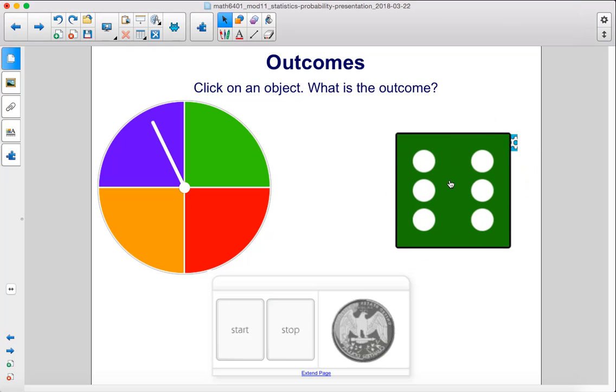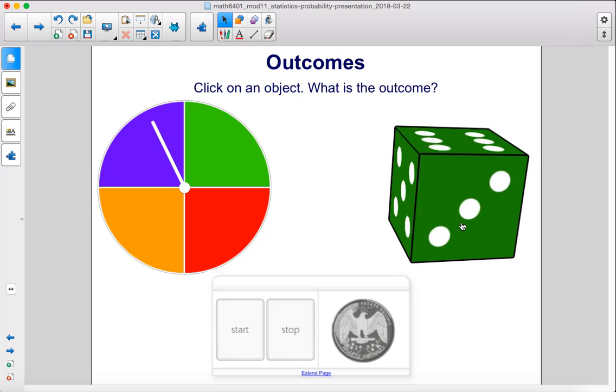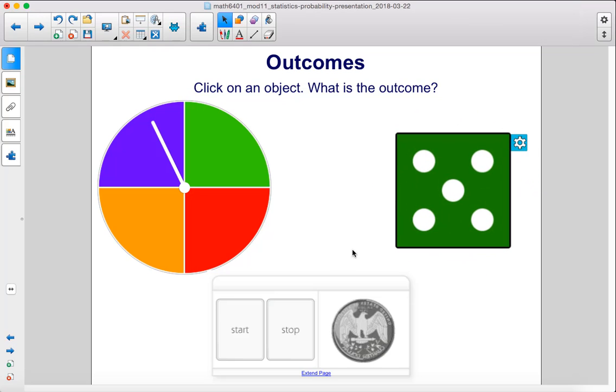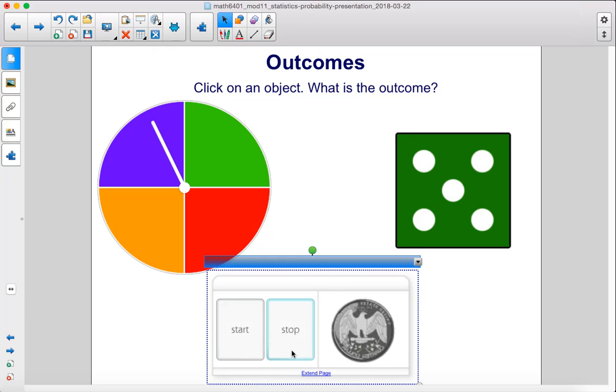Here's a die. Every time I click it, it lands on a different side of the die. So we got 6, and then we get 3, then we get 5. Down here, I can start spinning a quarter and then stop it. It lands on tails. Start and stop. Landed on tails again. Start and stop. Tails for the third time. Alright, finally, there's a heads.